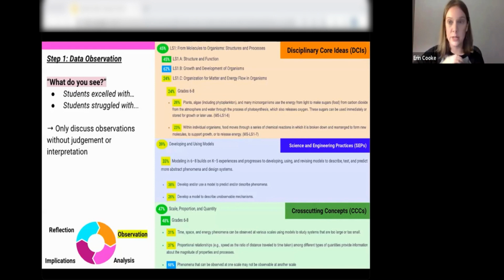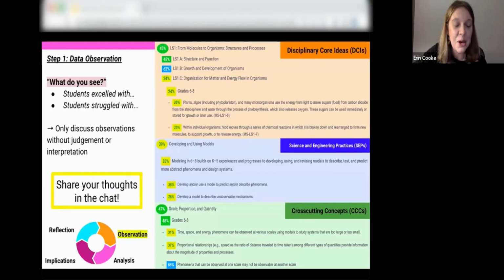So here we're only discussing observations. We're not adding interpretation or any judgment to it. Well, we are saying if they're excelling or struggling, but we're not adding any of our interpretations of what that actually means about student performance. We're just observing. I see a couple of you have gone to next steps in terms of analysis of what this means about student performance. That's natural, right? We're always going to jump to what this data means.